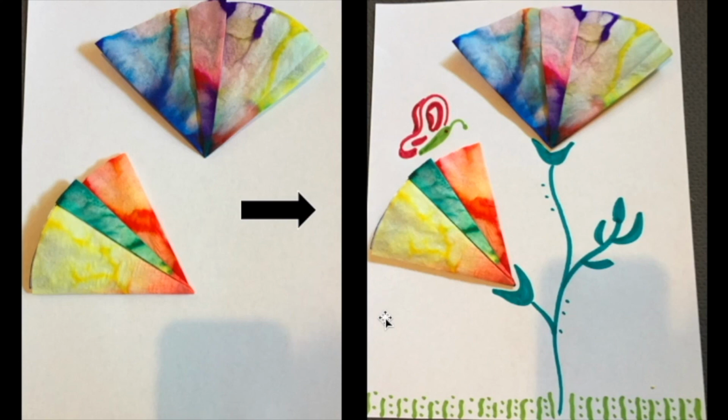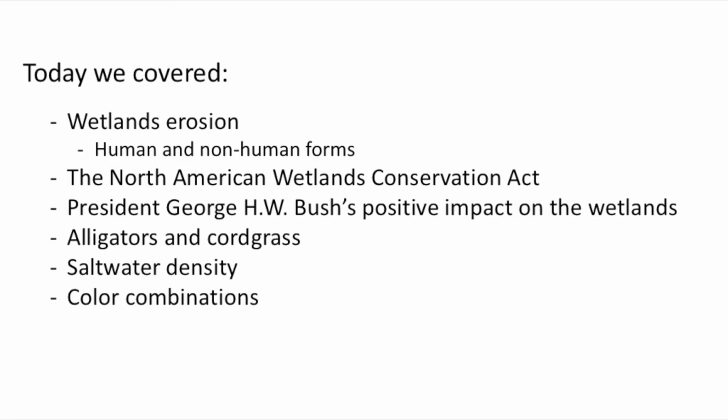So that is it for this section. Thank you for taking the time to craft with me today. I hope you enjoyed. Today we talked about multiple things: what wetland erosion is, natural and human-made forms of wetland erosion, the North American Wetlands Conservation Act, and how George H.W. Bush impacted the wetlands, alligators and cordgrass, saltwater density, and how two different colors can combine and make a new color.